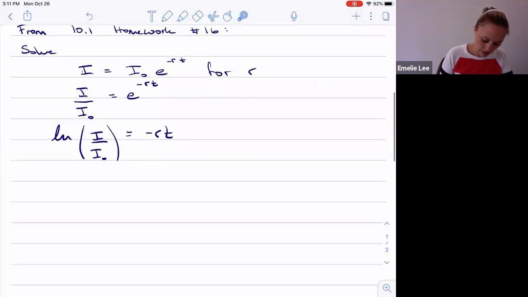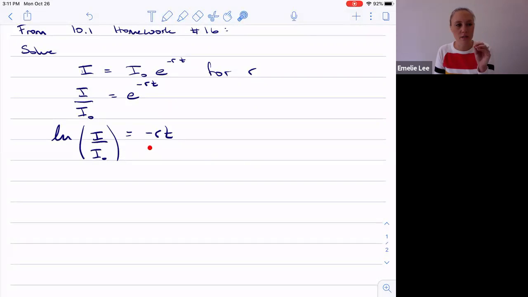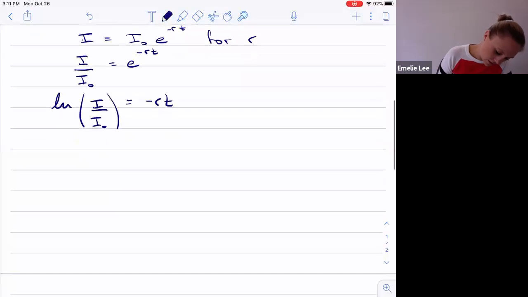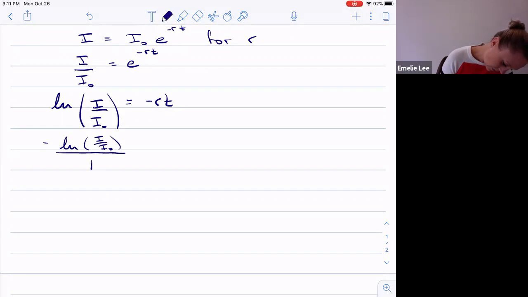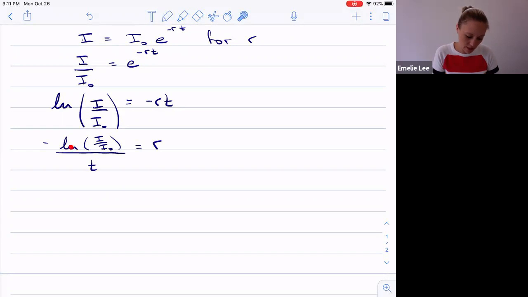And then solving for r now that we've dropped that r downstairs, I can divide both sides by negative t. And so I get negative natural log of I over I naught, over t, is r. Let me just make sure, because we could expand this. I don't think it would want that. It wants it nice and compact. This would be the natural log of I minus the natural log of I naught. Let me just confirm here. No, it wants it to stay the way it is.